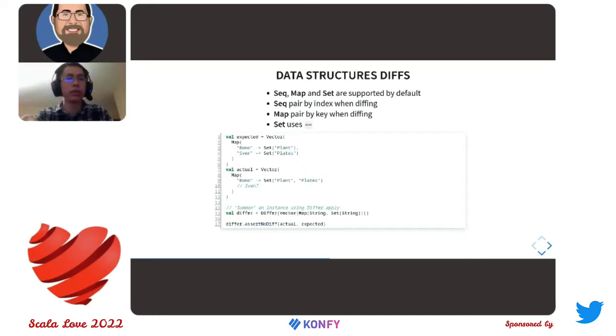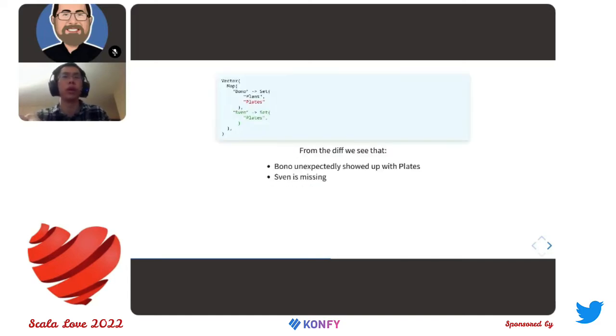So similarly on line 15, we create our differ, because in this case Difflicious already supports vectors, maps, strings, and sets. We don't have to derive anything. We can summon it. Difflicious is going to find them in the implicit scope and say, okay, I can construct a differ of this vector of map of blah blah blah. Now we have our differ. We call assertNoDiff on it again, pass the two values we're comparing, and we get an output like this.